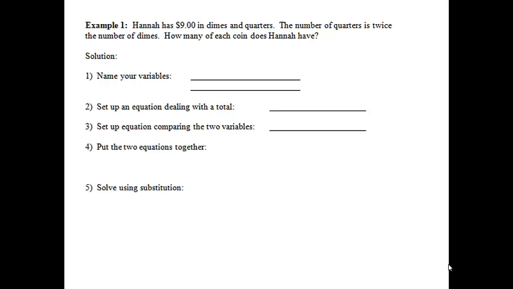It says Hannah has $9 in dimes and quarters. The number of quarters is twice the number of dimes. How many of each coin does Hannah have?